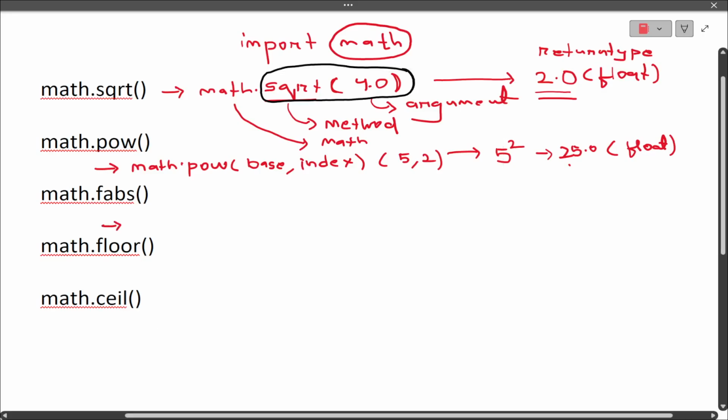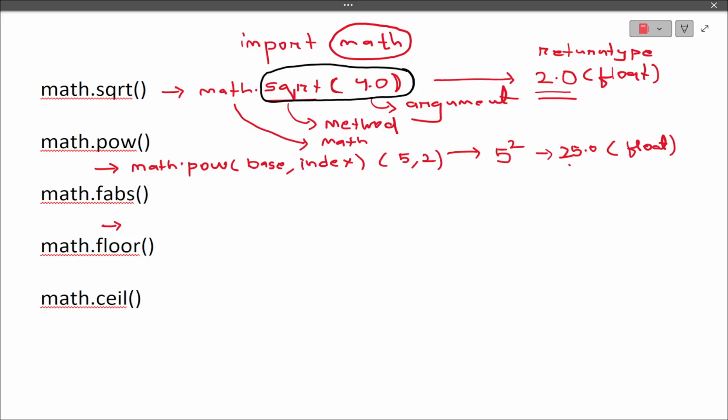Now let us move on. What's the use of math.fabs? It usually gives us the absolute value. What is the meaning of absolute? Whenever you give any argument inside this, it will give you the positive one. Whatever value you provide here, it will give you the positive value. So suppose this is fabs, and I'm giving minus 4. What will I get as the result? Will I get 4 or 4.0?